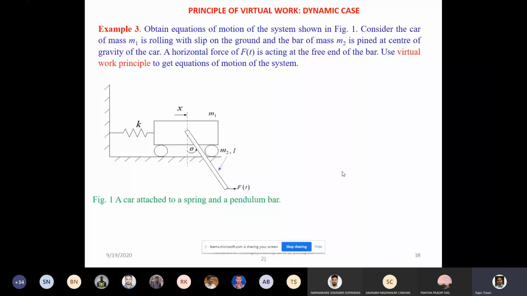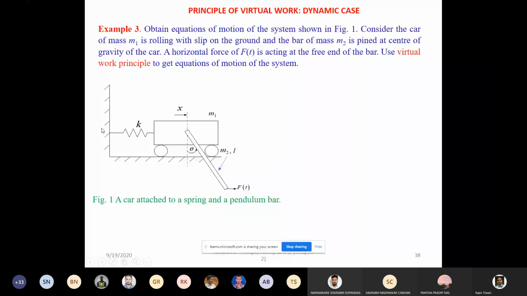Here we have a car which is attached with a spring to a fixed support. The car can move only in the horizontal direction, and cannot go up and down. On the car, there is a bar attached at the center of the car, and the bar can swing. It is pivoted here, so this bar can swing about that particular point on the car. As the car moves, this bar moves along with the car. Also, it swings.